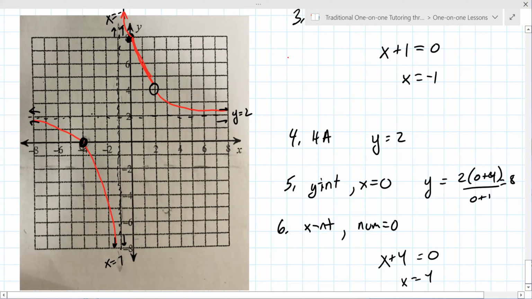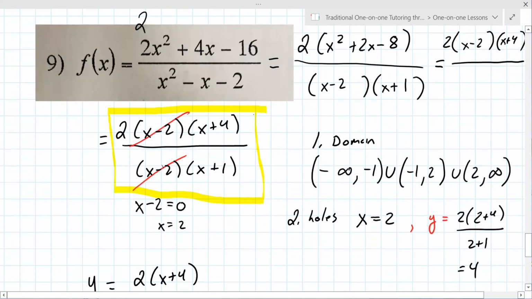Well, I have the steps written down here. Find the domain first, and then holes, vertical asymptote, horizontal asymptote, then the y-intercept and the x-intercepts. For the domain, you take the factored form, not the fully reduced form. You set both of those equal to 0, you get the x's, then you do the negative infinity thing with the union.